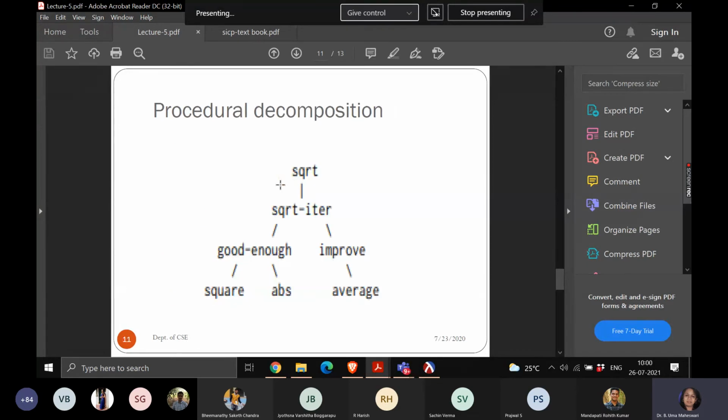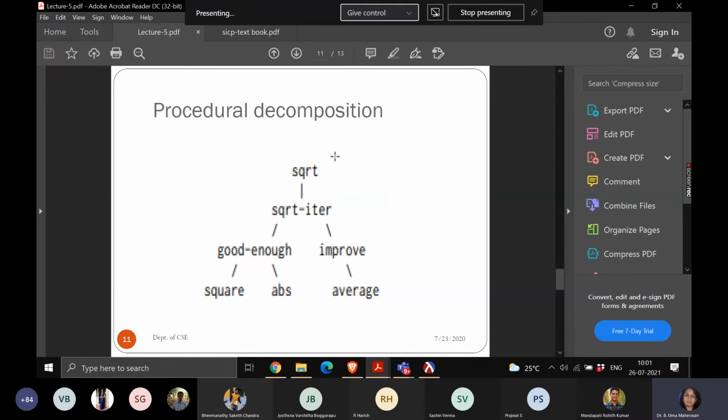If you look at the previous example, we had SQRT. We are just calling SQRT, but internally it is calling SQRT ITR, and that SQRT ITR is calling good enough. Good enough is calling square, absolute, and improve, average. It is a composition of mutually exclusive procedures. By just calling the square root, I know it is going to call SQRT ITR, but I may not know that SQRT ITR will call improve and good enough.